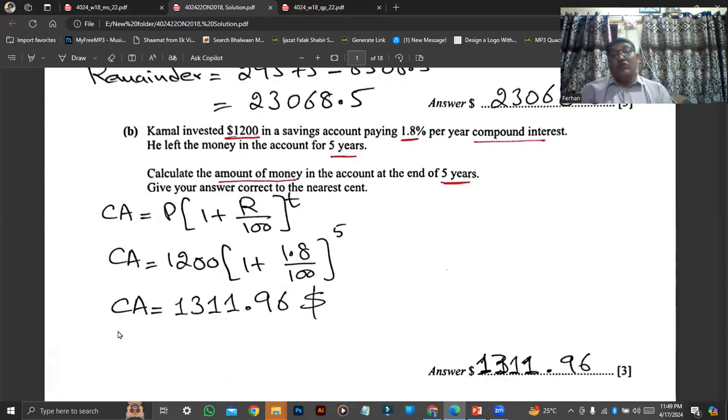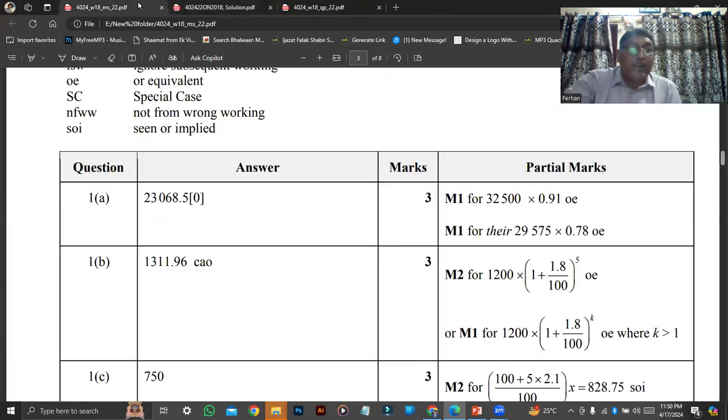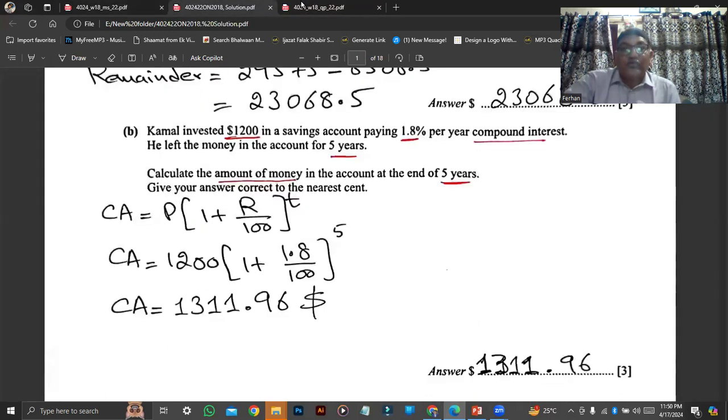So the principal amount which they invested is 1,200. So P is 1,200, R is 1.8, and T is 5 years. So just put those values into that formula and enter them in your calculator. 1,200 bracket start 1 plus 1.8 divided by 100 bracket close raised to the power 5 equals, and you will get $1,311.96. $1,311.96 is the right answer, sir. I hope you understand.